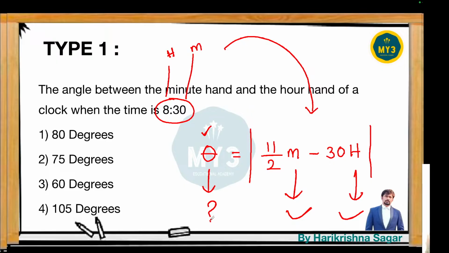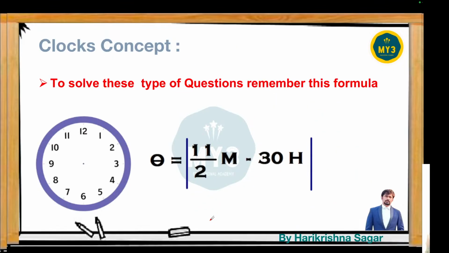So the overall solution of type 1 and type 2 depends only on this formula. If the student is able to remember this formula, they can solve every question. The only thing is, out of the 3 quantities, 2 quantities are given, and 1 unknown quantity we need to find out. So how can we find out that unknown quantity? With one example we'll try to observe.